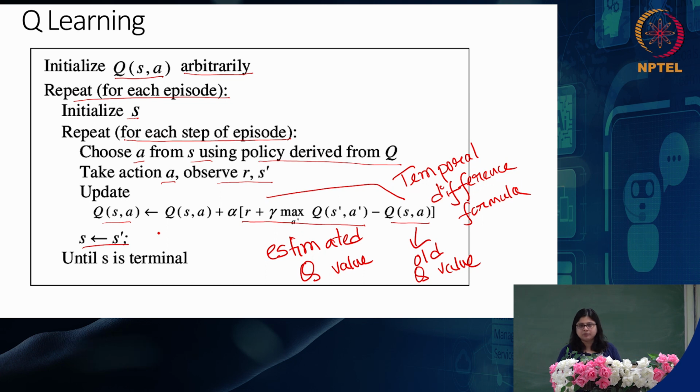Q dash, yeah, because you keep on updating. So in an episode, you meant to say that in between there is no other update. S dash is the current state, S is the next state. Yeah, the other way around.